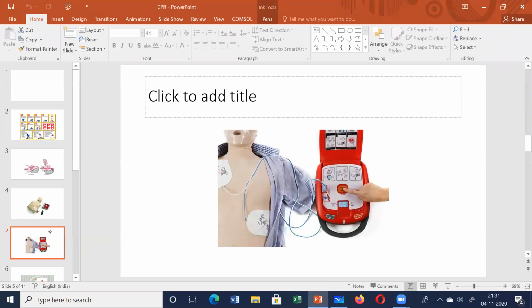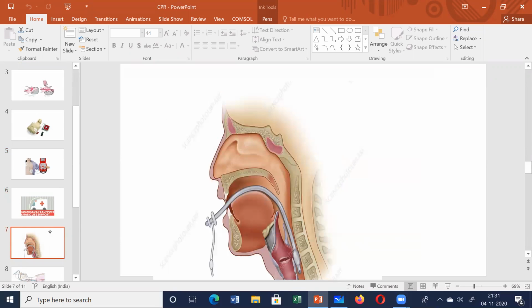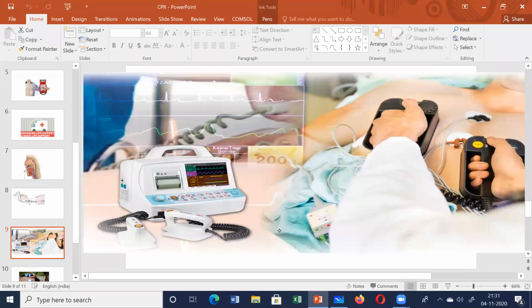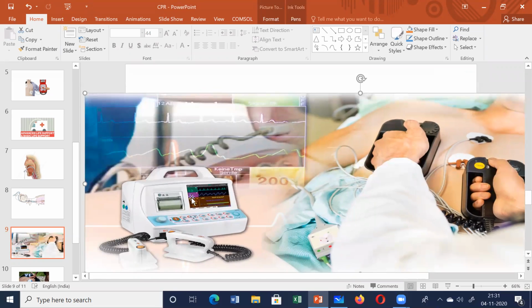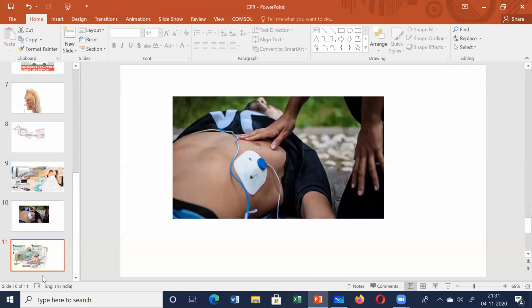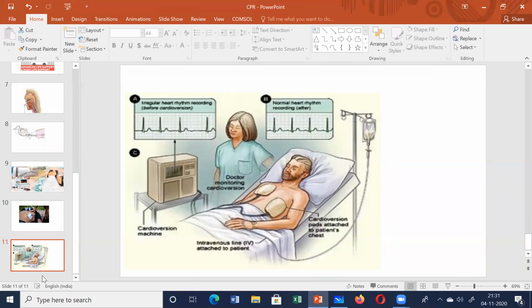Let me show you the picture. See, this is the advanced life support, as I told you, the endotracheal tube. And you can see a cardiac monitor attached here, where the rhythm and everything can be recorded. Look at this patient, there is an IV access. So the IV access and the cardiac monitor are there to monitor the rhythm and everything.